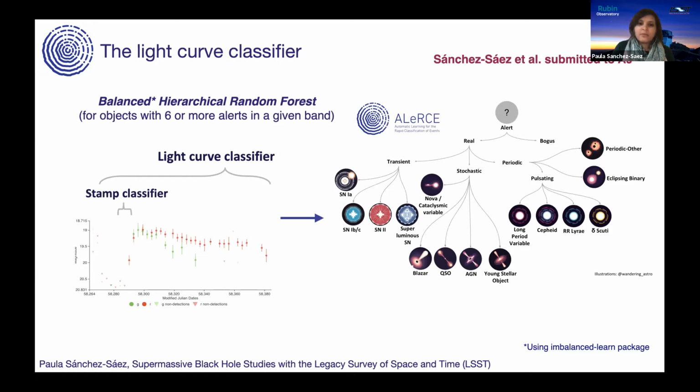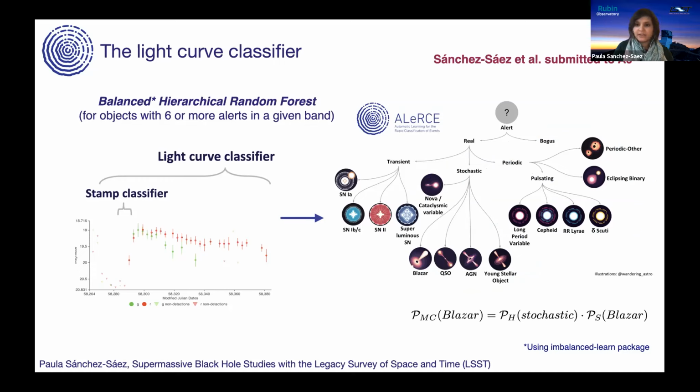So this model is called balanced because it uses a Python package called imbalanced-learn that is very useful to train models that use very unbalanced training sets. And it's called hierarchical because it uses four random forest classifiers that first go through a hierarchical classification that separates all the sources as transients, stochastic, and periodic. And then every source is classified by the transient classifier that separates the subclasses of supernovae, the stochastic classifier that separates the different classes of active galaxies, cataclysmic variables, and young stellar objects, and a periodic classifier that separates the periodic sources.